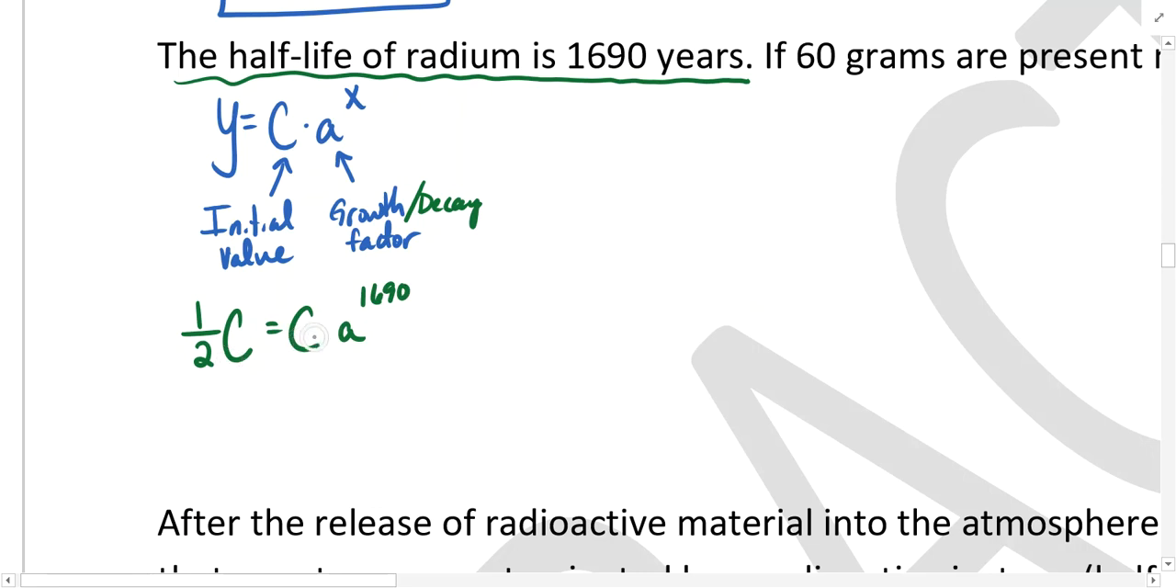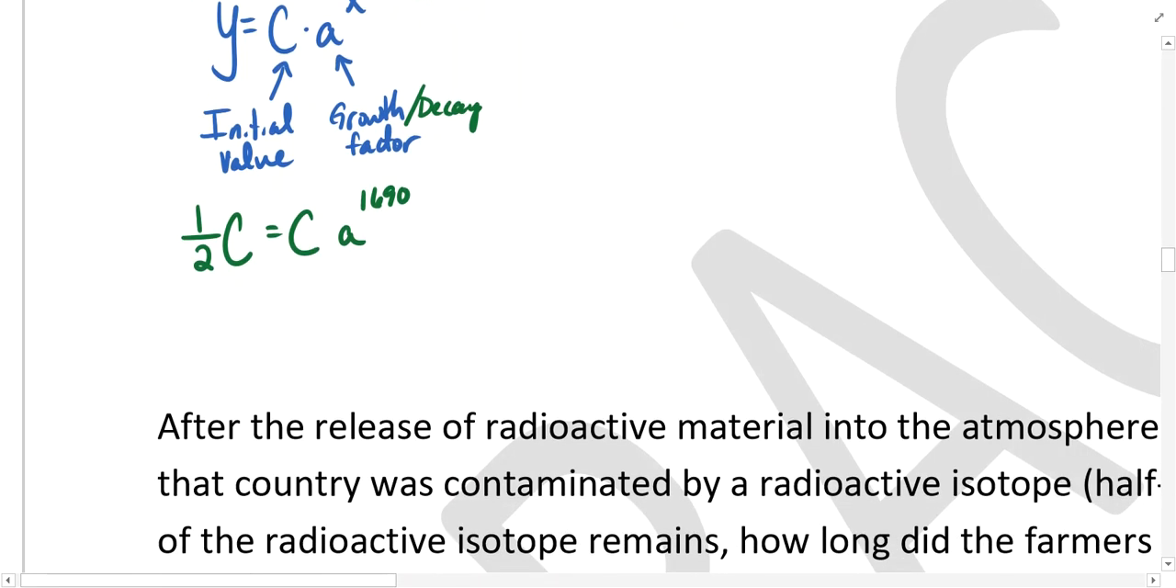So whether we start with 100 grams or 1,000 grams or 1,000,000 grams, half of that will be left after 1,690 years. It does not matter what our C value is. In fact, when I divide both sides by C in order to isolate the A, the growth factor here, you'll notice that C ends up canceling on both sides. We're now left with 1/2 equals A to the 1,690th power.